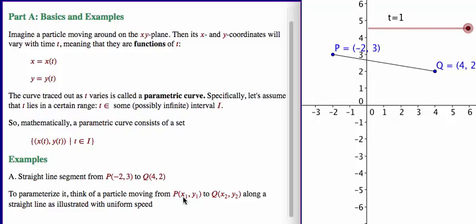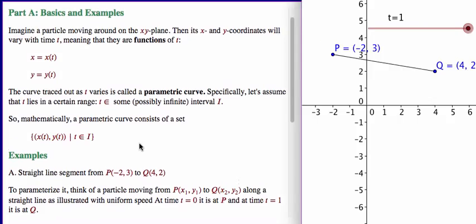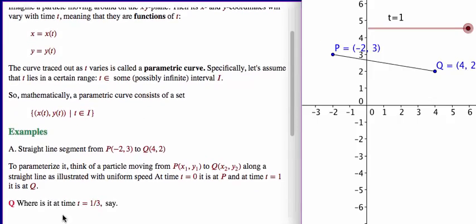That's what I want to do, except I want the general case as illustrated here. And as I said, at time t equals 0, it's got to be at P. And at time t equals 1, it has to be at Q. So my question now is, how do I figure out where it is at time t? Let's be a little more specific and ask this question: where is it at time t equals 1/3? Very specific, right? At t equals 1/3, it should be about 1/3 of the way along from P to Q.